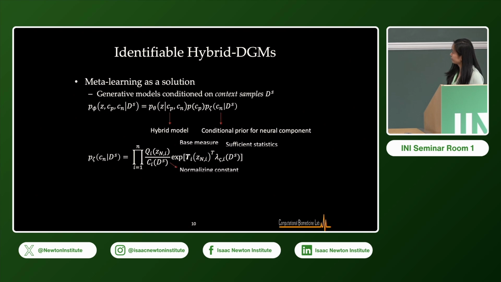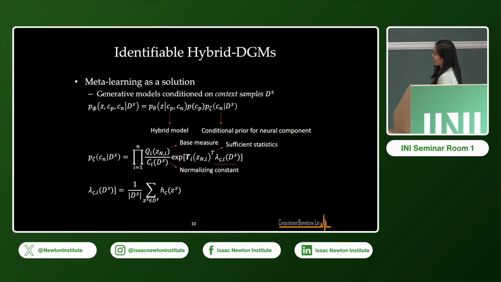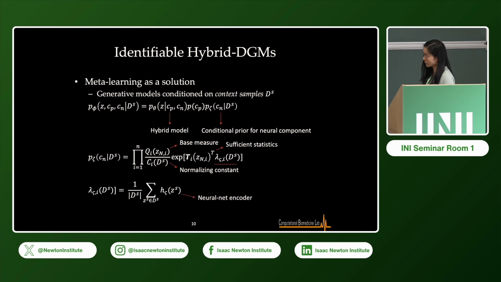And then what we are doing in the end is modeling these latent variables from the neural component as conditioned on some context samples. In the end, it's really just, for instance, you can model it as some exponential family of distributions, and you say its parameters are characterized by some function like this. And this function you can learn with a neural network. So you have a neural network encoder applied to individual context samples, and then you can aggregate over this whole set of samples, and that's your latent variable.